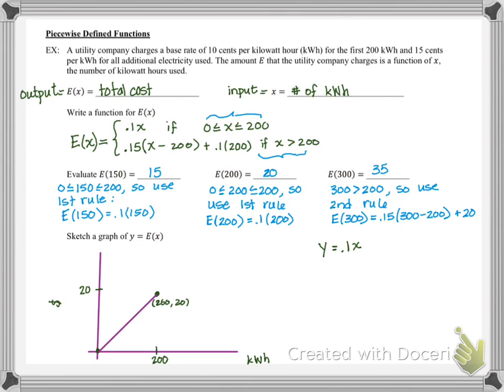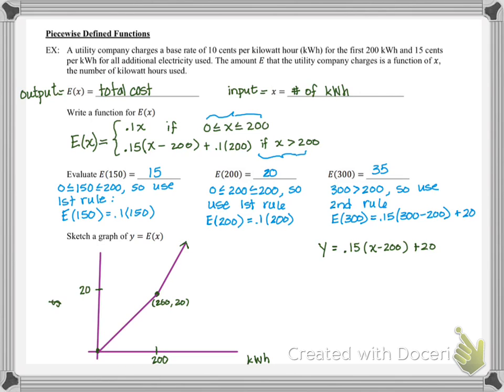And then the second piece is going to look exactly like the graph of y equals 0.15 times x minus 200 plus 20, which you could simplify, like we could distribute and all that stuff. But what I notice about it is that it's also linear. Yeah? You guys see that too? And that its slope is 0.15. And so it's going to be steeper than the first part of my graph. So like I said, we're just doing a rough sketch here. So I'm just going to make this piece a little bit steeper.